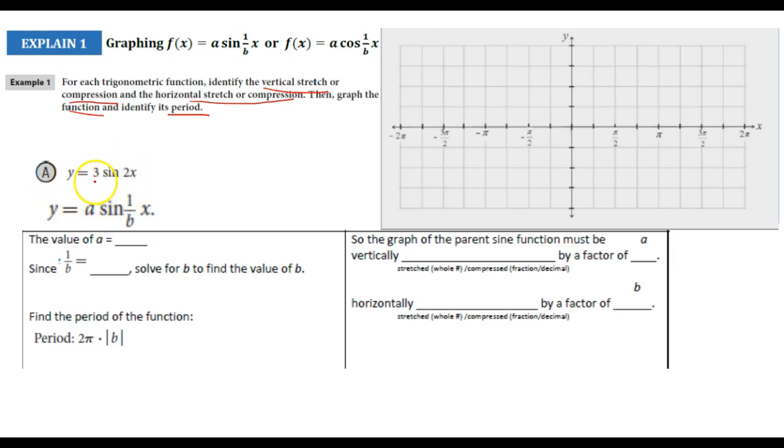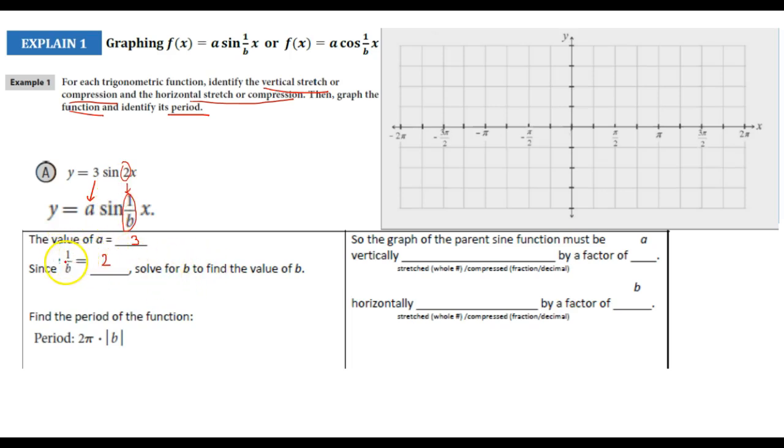Okay, just so you know, our a value is going to be 3. Now 2 is in the same place as 1 over b. So we're going to need to kind of set up an equation and solve that out. I know, your favorite, right? So here a is going to be 3. Since it looks like 1 over b is equal to 2, we're going to solve for b.